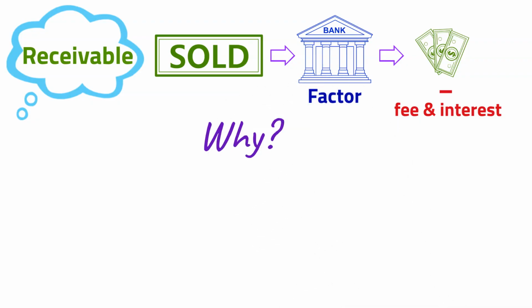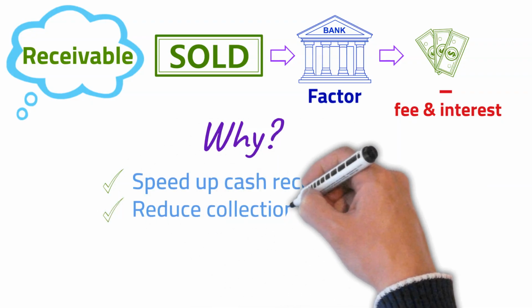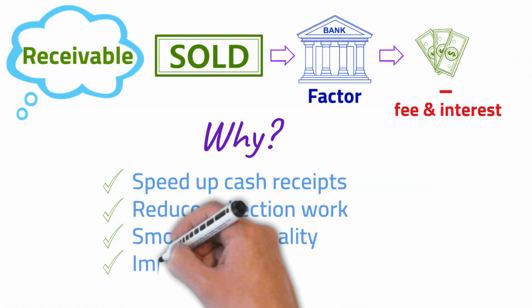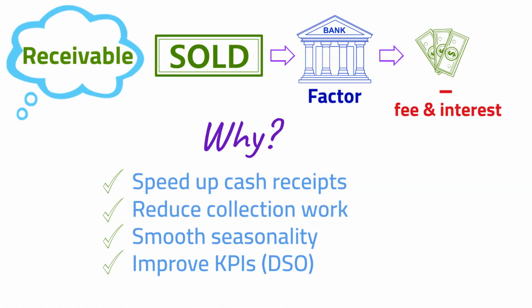Reasons for factoring are simple: speed up cash receipts, reduce collection work, smooth seasonality, lower credit risk if the factor takes it, and sometimes improve ratios like days sales outstanding. The trade-off is cost, fees and interest, and sometimes you can still carry the credit risk.